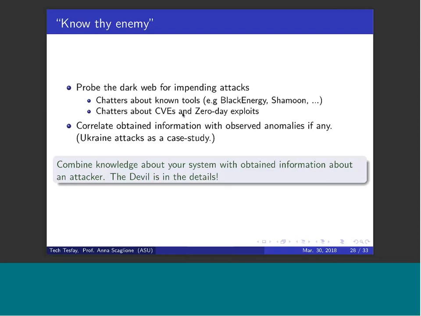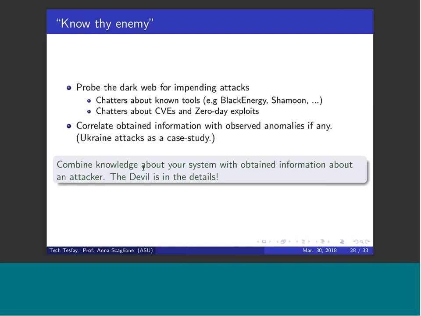We can also look for, since we have a list of our systems and the possible vulnerabilities in our system, chatter about the CVE numbers of vulnerabilities or zero-day exploits, which is basically what was used in the Ukraine attack. And we can again use this information to go back to our system and fix those vulnerabilities.